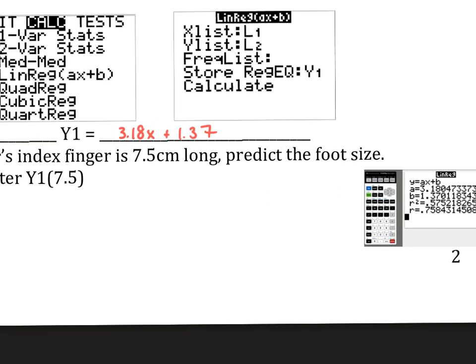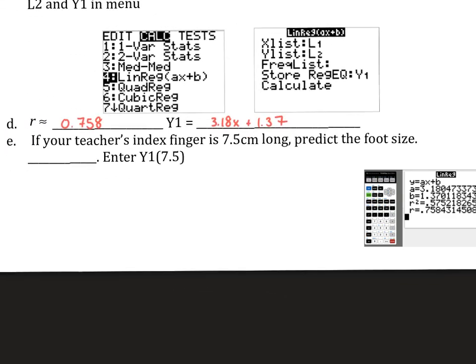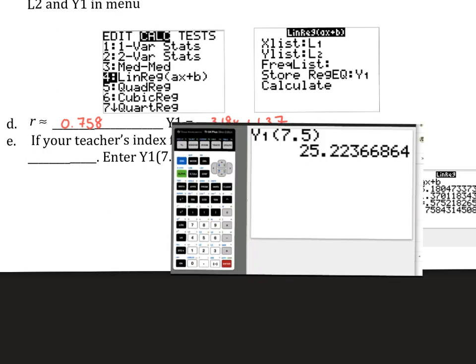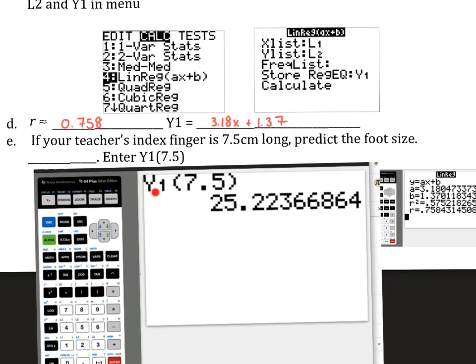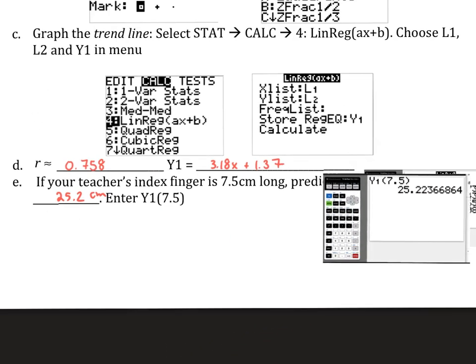We have y1 equals that function. So I can actually enter a 7.5 into my calculator to get this. Let me show you a screenshot of that. And this is what I get. I called up the y1, again, in vars, y variables, function, enter. And then I just put parentheses. So I said evaluate the function that's stored in y1 at 7.5, and I get 25.22. So that's the approximate value right here, 25.2 centimeters long if a person's finger is 7.5 centimeters long.